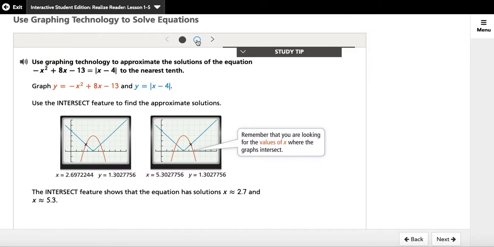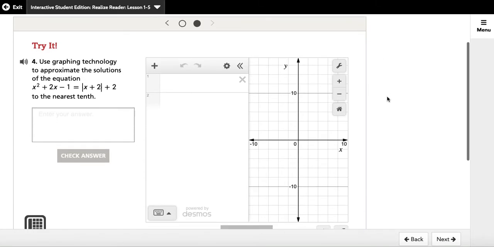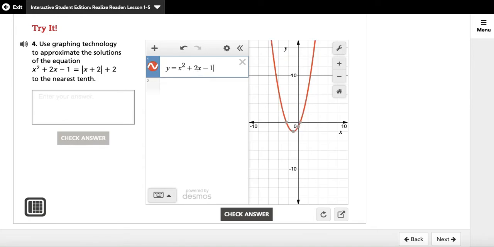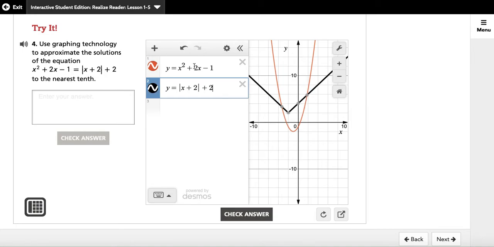Then for this problem, they have Desmos. So let me show you how to do it with Desmos. It's a different equation, so I need to type in the 2 equations. Y equals x squared plus 2x minus 1, and y equals absolute value of x plus 2, and then outside the absolute value bars is a plus 2. Let me double check. X squared plus 2x minus 1, yes. Absolute value of x plus 2 plus 2.